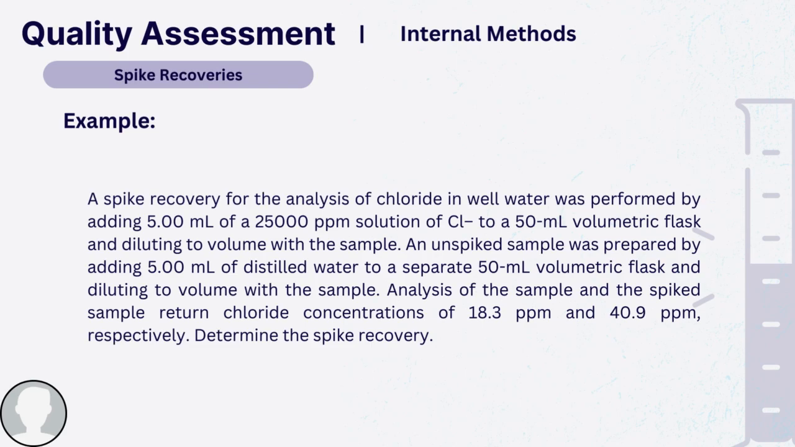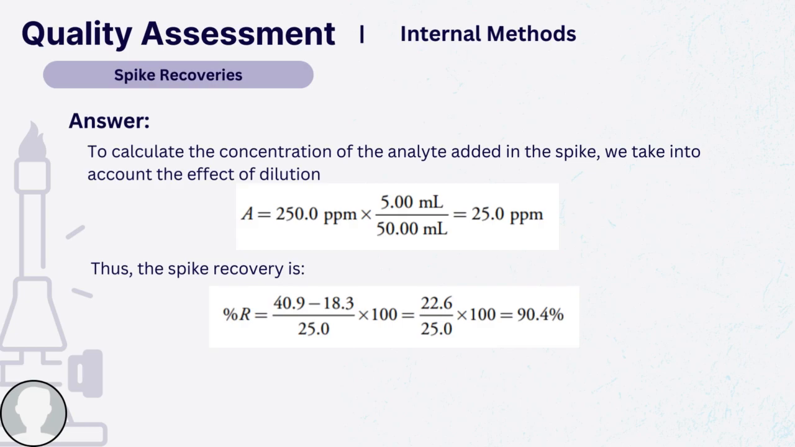For this slide, you can pause the video if you need more time to answer the question. To calculate the concentration of the analyte added in a spike, we take into account the effect of dilution, and then we get the spike recovery. The spike recovery for the problem is 90.4%.